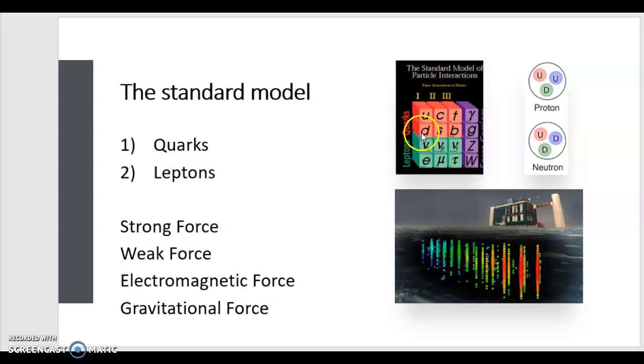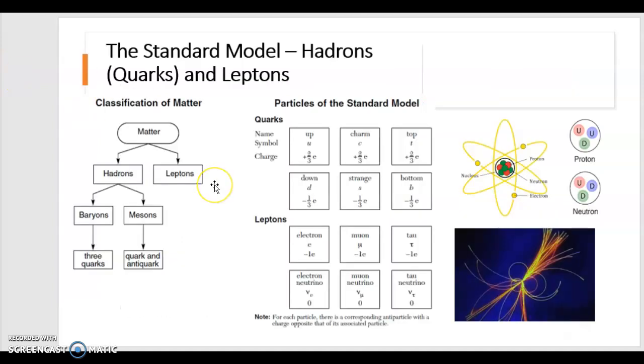You've got quarks and leptons, and these are force carriers over here. We're not really going to talk about force carriers today. We just want to talk about why the standard model is structured this way. So let's talk about that. So the standard model says all matter is comprised of quarks and leptons, and hadrons are basically combinations of quarks.